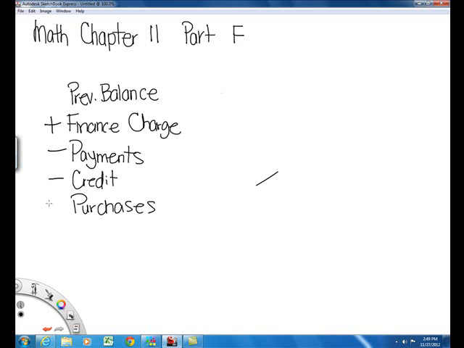And then if you make more purchases on your account, they'll be added. After you do your previous balance, add your finance charge, subtract payments and credits, and add your purchases. That will give you your new balance.